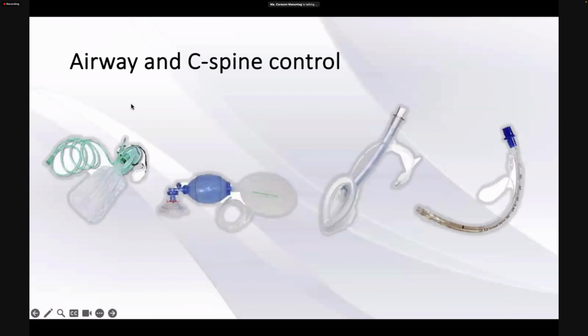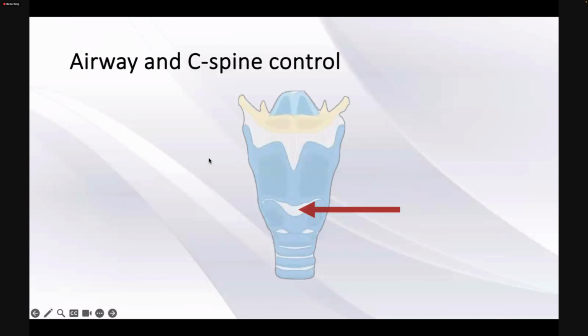So these are your adjuncts to your delivery of oxygen. This is your non-rebreather mask with your bag valve ventilation, your LMA, and your favorite ET tube. This is where you would insert your cricothyroidotomy.